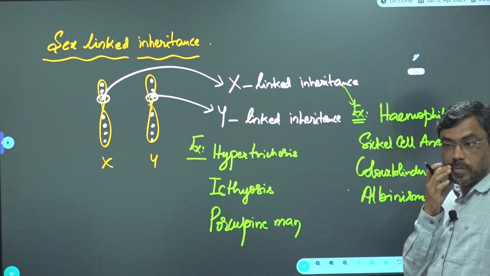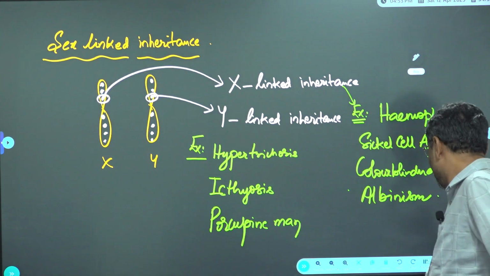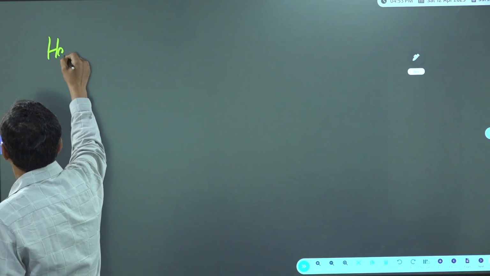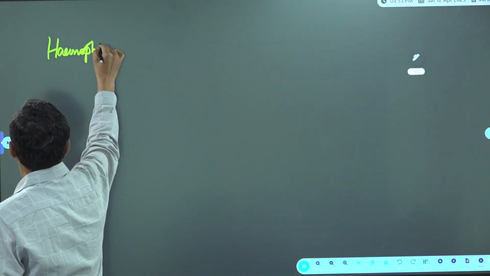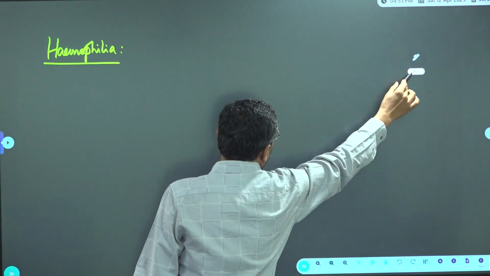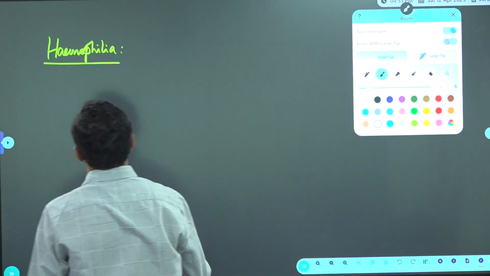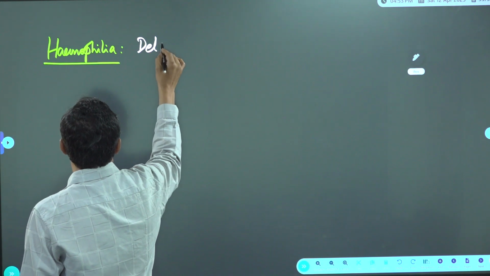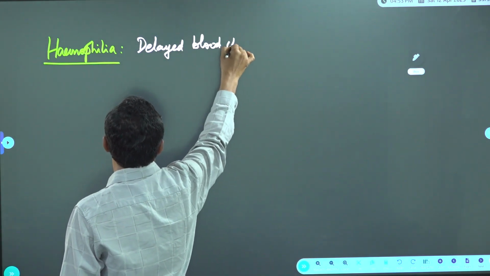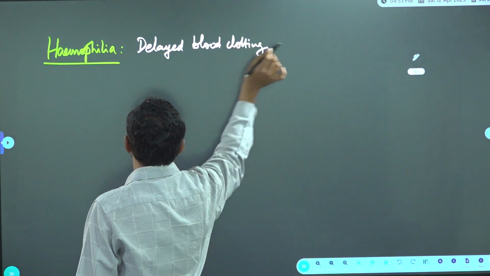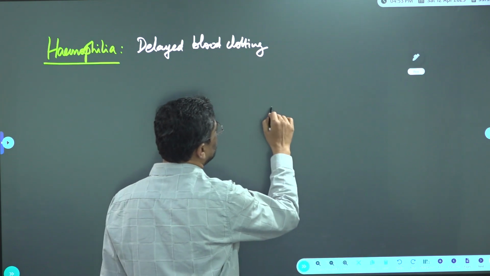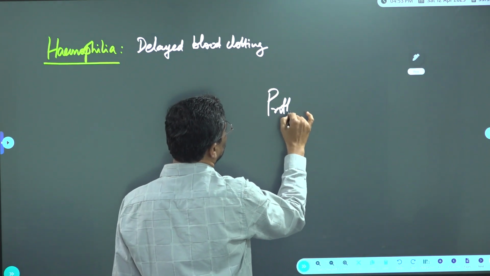Delayed blood clotting. That you have to remember, that is most important. So here, hemophilia. It is X-linked inheritance. It is a delayed blood clotting. Delayed blood clotting means the clotting time increases. Generally, here there is a prothrombin.